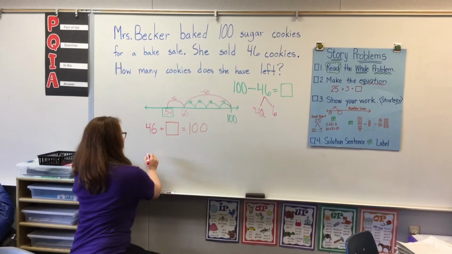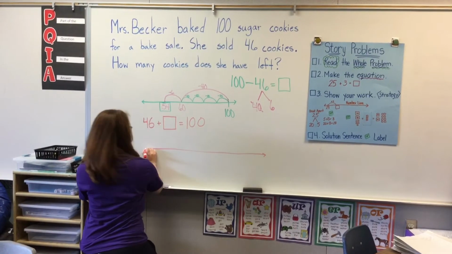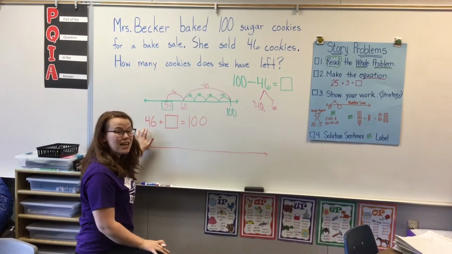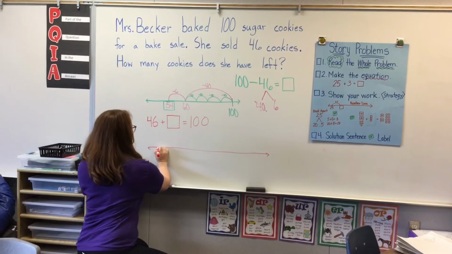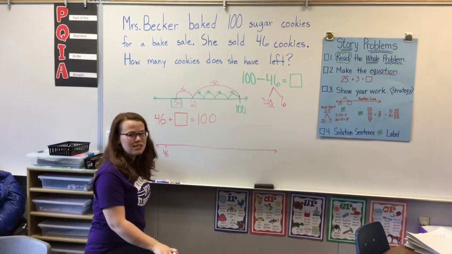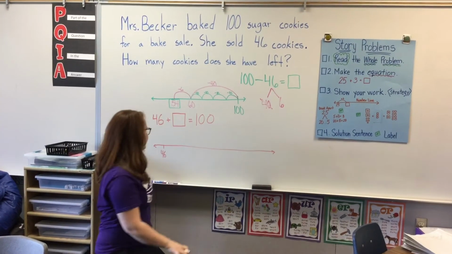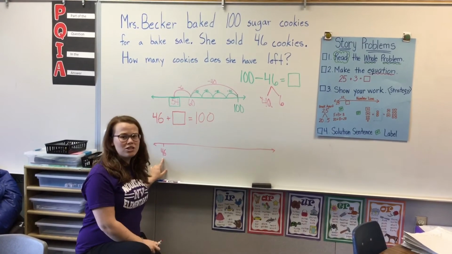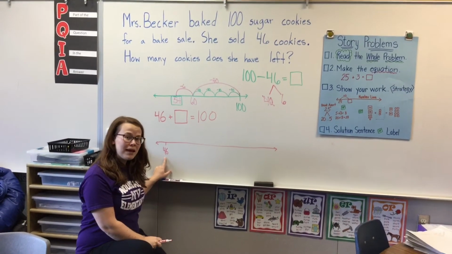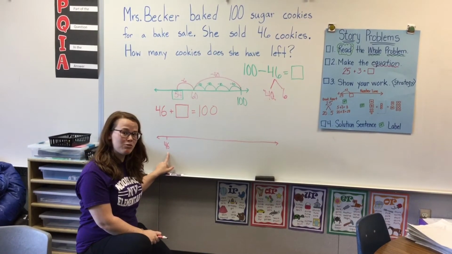So if I drew my number line and used this tool to help me solve it, I would start at the 46 because that is my first number in my equation. And it would be on the left side because it's a small number. It's not a greater number, that would go on the right side. And then I need to choose my strategy. Am I going to jump by a 10 or jump to get to a 10? I might jump to get to a 10 since I'm at 46.